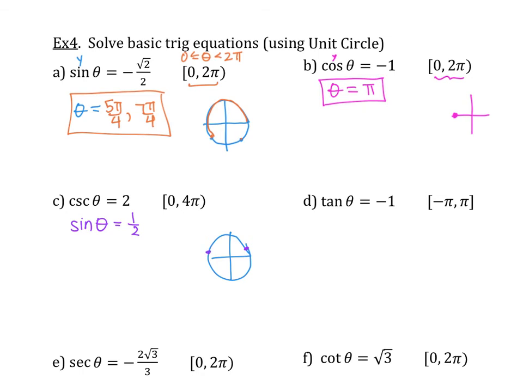I am going to go from 0 to 4 pi. So let me think about this. I know that this is pi over 6, and that's between 0 and 4 pi. I know that this is 5 pi over 6. Now they're telling me that I can go around twice and get to this location. So this is pi over 6. This is 5 pi over 6. They want me to keep going. This is 12 pi over 6, so this is 13 pi over 6.